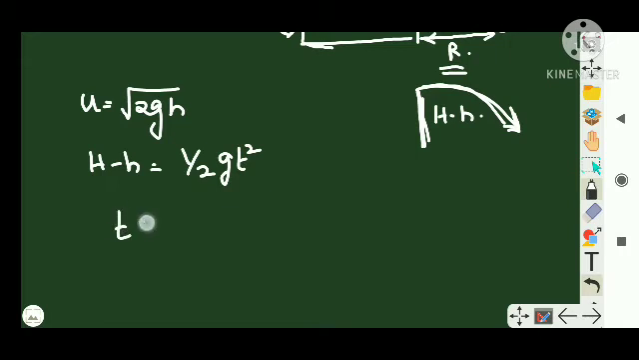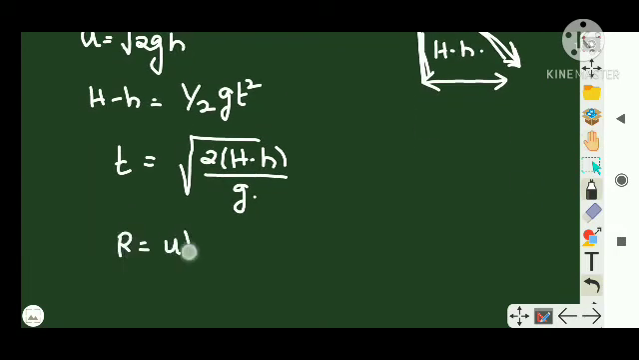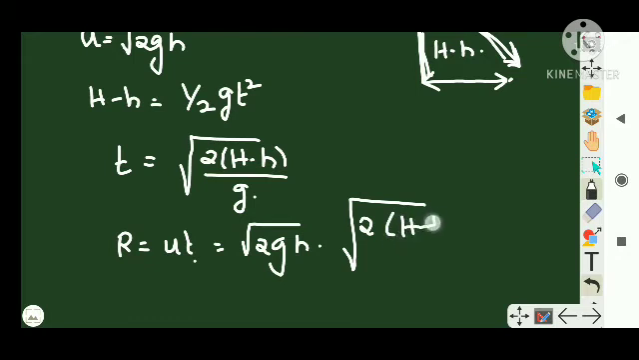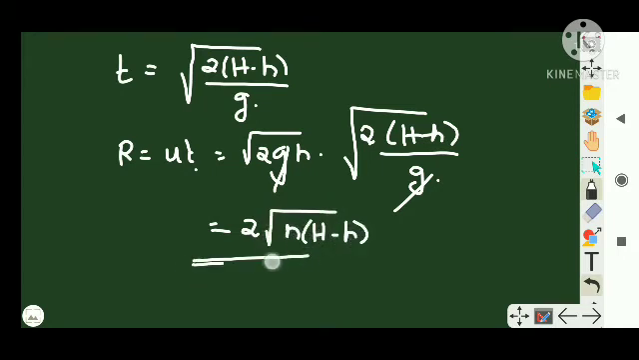Now from here, can't I write t is equal to root of 2(H minus h) divided by g? Yes. Now this is just like range, the horizontal range. Horizontal range is equal to initial velocity into the time required by the body to reach here. You have found the initial velocity already, root 2gh, into the time you have found as root of 2(H minus h) by g. You can cancel the g terms. Clear? And root 2 into root 2 is 2, into root of h into (H minus h). You got an expression, right? It's a simple question. I wanted to start with a simple question.